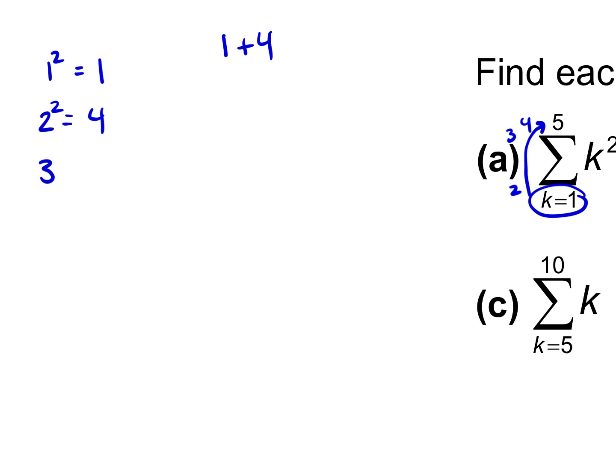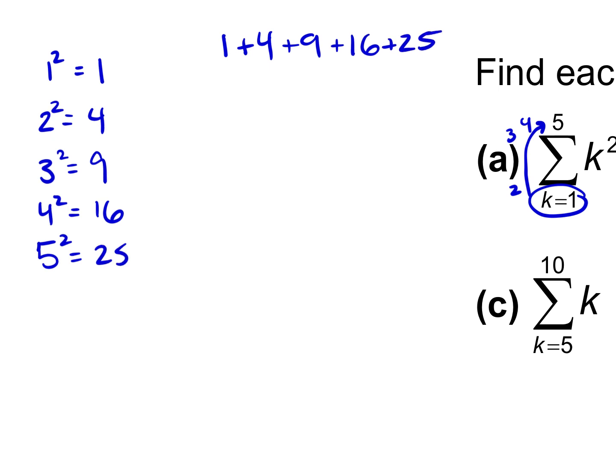Next, we have 3 squared. 3 squared is 9. Then 4 squared would be 16, so we're going to add that to our list. And then 5 squared would be 25. Do we need to keep going? No, 5 is the last number on top here, so that's where we stop. So it'll give you your starting number and your stopping number. So you always start plugging in with the number on the bottom and end plugging in with the number on top. And then we're just going to add all of these together. So 1 plus 4 plus 9 plus 16 plus 25 would be 55. So that would be our answer.